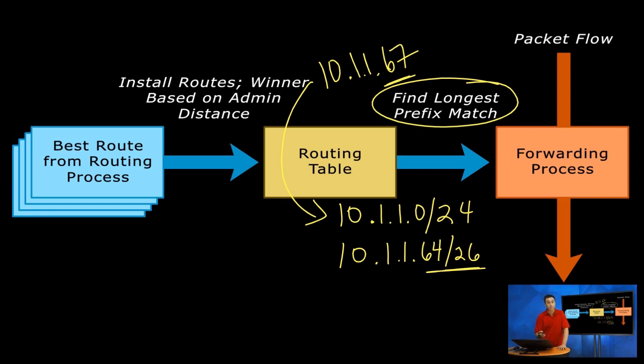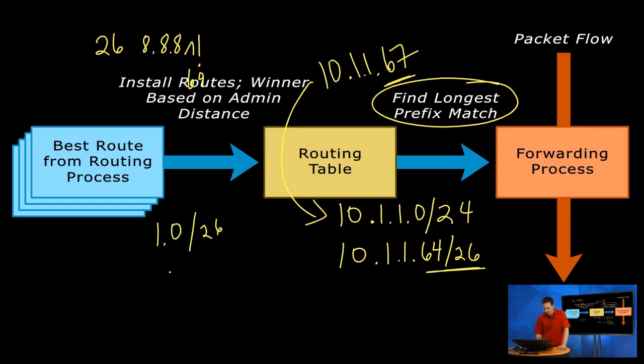So we figure out that block size of ours. We have a 26, which means we have 8 binary bits followed by 8 binary bits followed by 8 binary bits. That's 24, 25, 26. So what is the value of this? We're counting by 64 in the 4th octet.